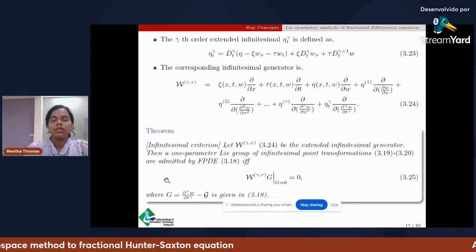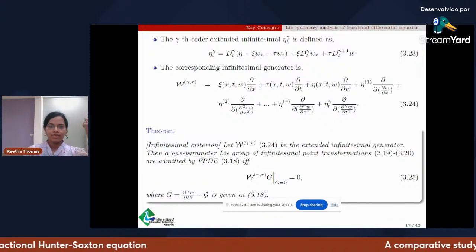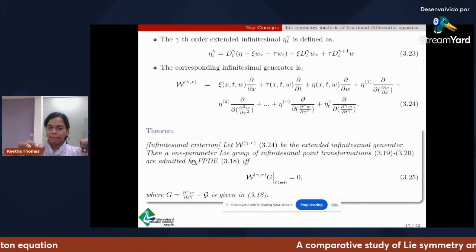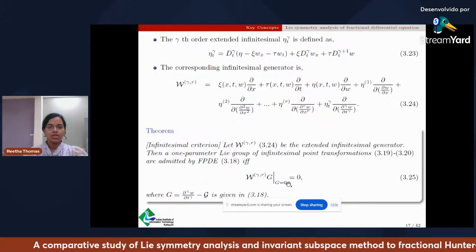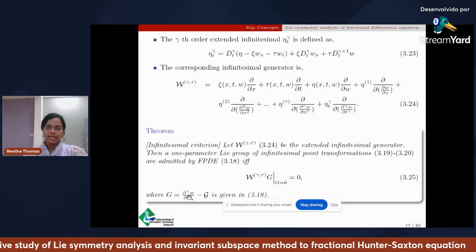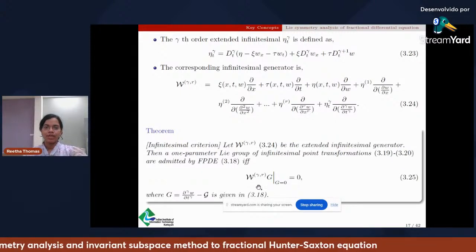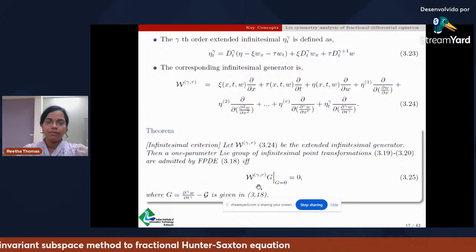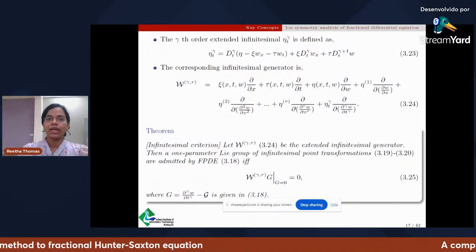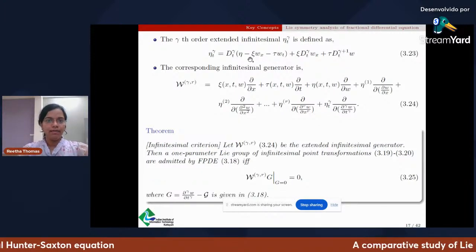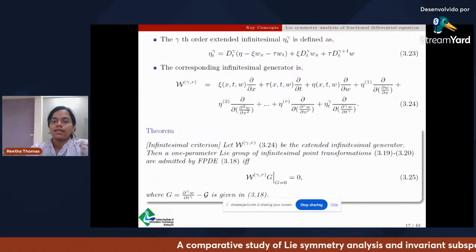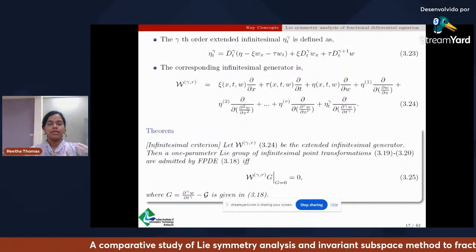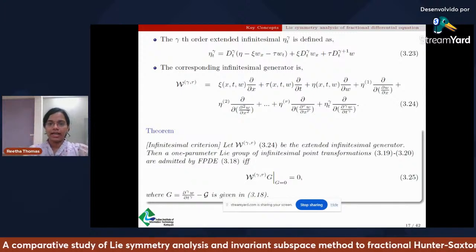Then the one parameter Lie group of transformation is admitted by the fractional PDE if and only if X gamma of G equal to 0 whenever G equal to 0, where G is the original fractional PDE. Using this invariance infinitesimal criterion, we can obtain psi, tau, eta, and using those infinitesimals, we can obtain the exact solution of the fractional PDE. This is the technique used in Lie symmetry analysis.